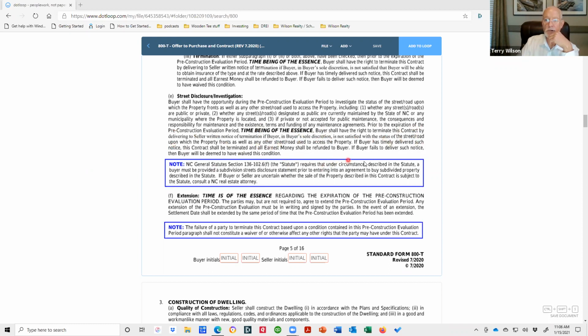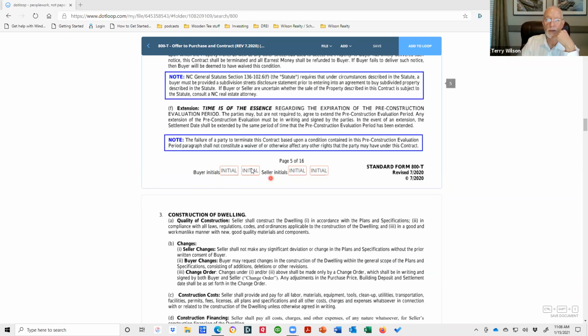Again, under certain circumstances, buyers must be provided a subdivision street disclosure statement prior to entering into an agreement, saying whether the streets are public or private. That is required.